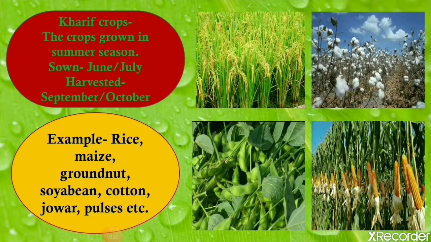Now the next type of crop on the basis of crop season is kharif crop. The crops which are grown in the beginning of rainy season, sown in June and July, and harvested in September or October, are called kharif crops, and these crops are also called summer season crops.